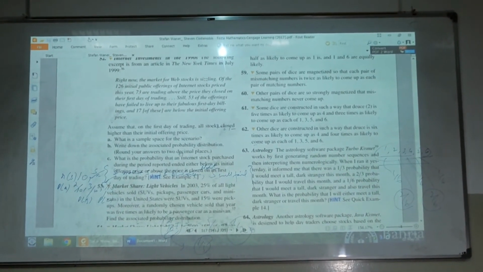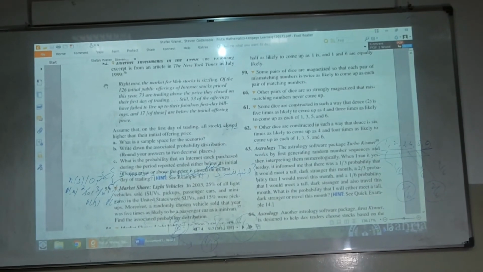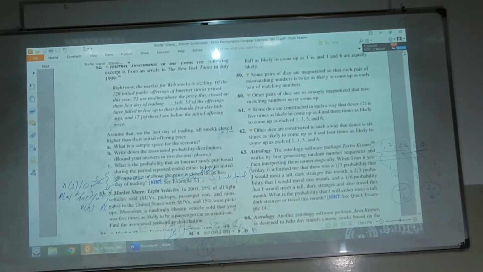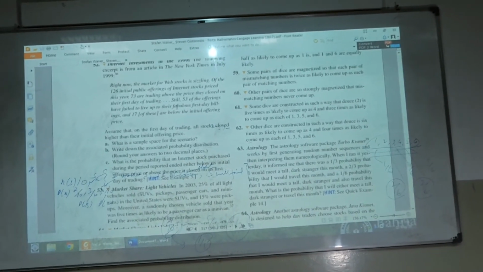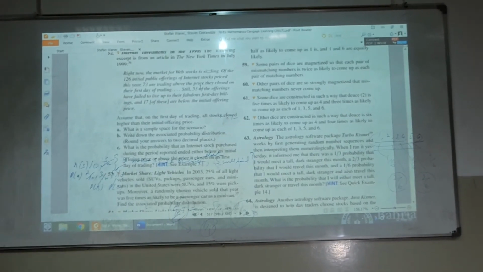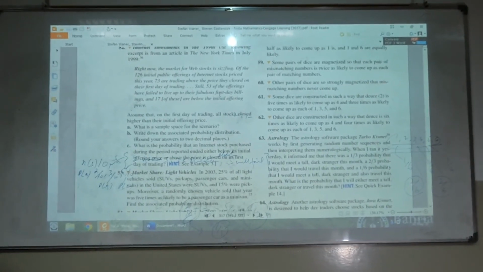73 are trading above. So write down the associated probability distribution. It is simply 73 by 126. 53 have failed to live up to their first day billings, so this is 53 by 126, and 17 are below offering. 53 have not failed, but they have failed to live up to their fabulous first day billings.